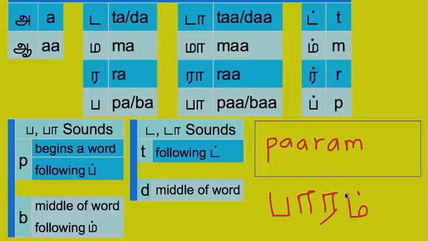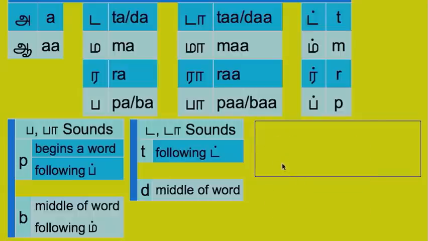Param. Let's say we were to incorrectly write this. Let's say we were to write it instead as this. How would we change the pronunciation? Pa is the same. This is not ra, it is raa, and then im. So this would actually be paaram. That's not the word, but it's a different word.